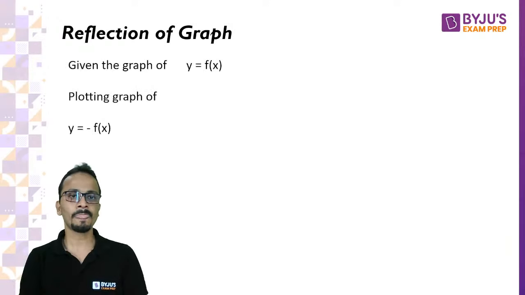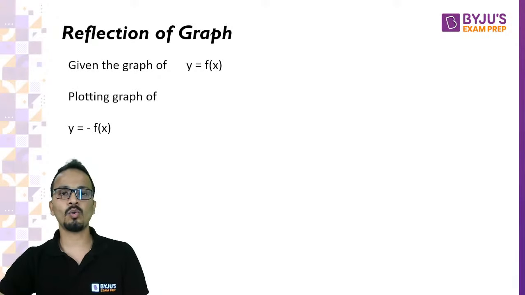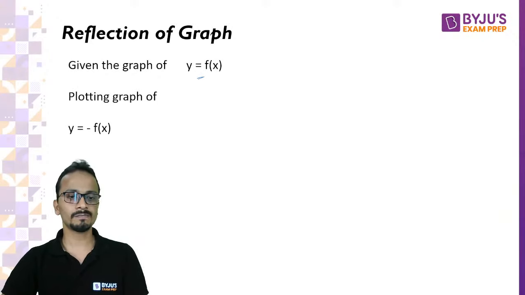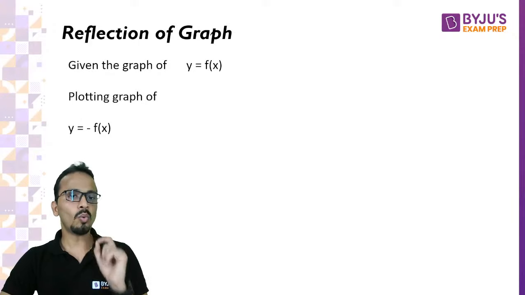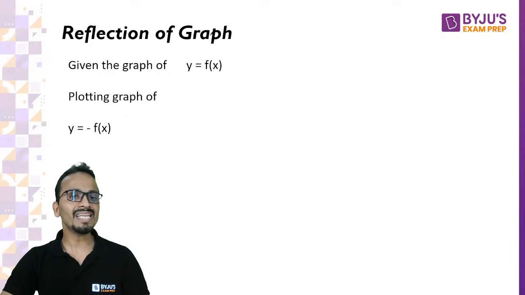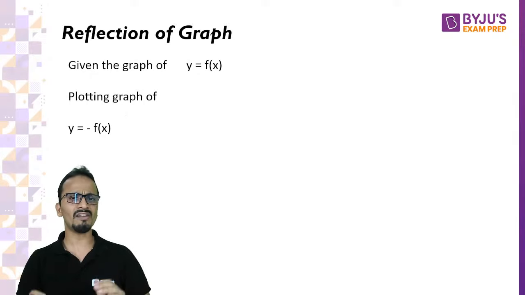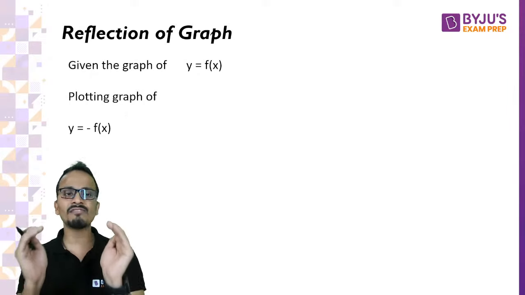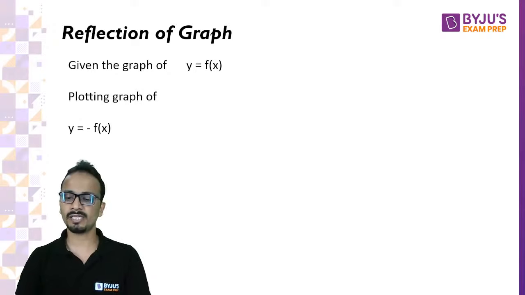Let's say you are given the graph of y equal to f of x, and you want to plot the graph of y equal to minus f of x. So what you have done is you have multiplied the entire function with a minus sign.